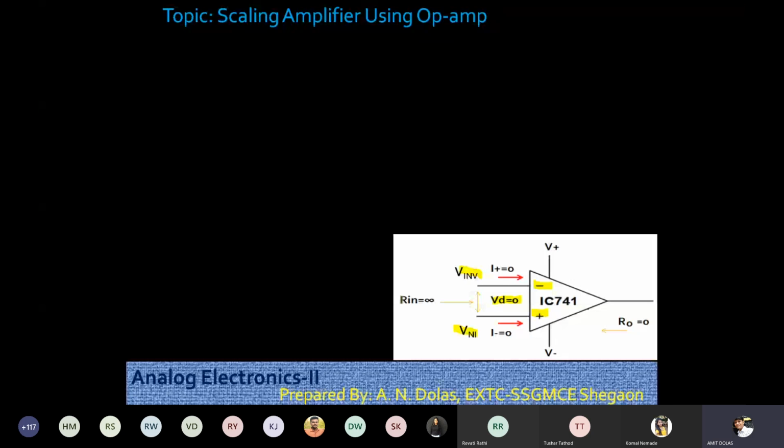Then another is the input impedance of this op-amp, which is very, very high, that is infinite ideally. That's why no current will pass through any terminal of the op-amp. IB plus is referred to as the bias current into the plus terminal. Sorry, I have changed polarity here by mistake. And IB minus is the bias current passing into the inverting terminal of the op-amp, which is ideally 0. And the output impedance of the op-amp is also 0.